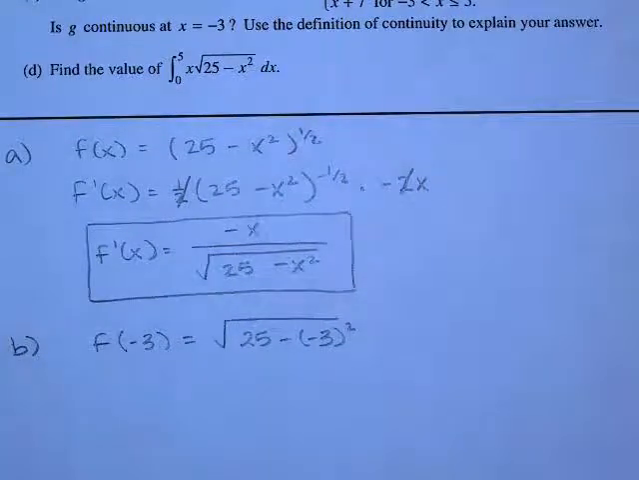So I've got 25 minus 9, and that's going to give me, sorry, I'm trying to turn my phone on silent. I thought I was going to be slick about it.